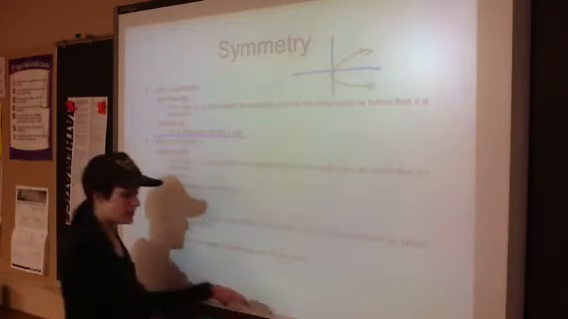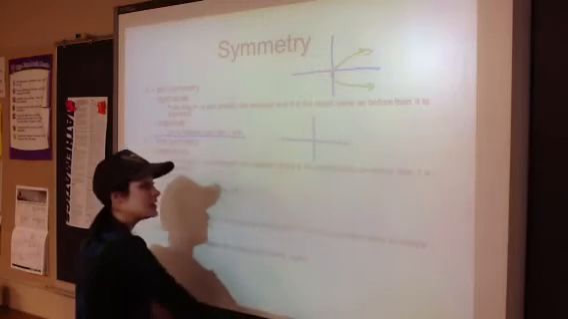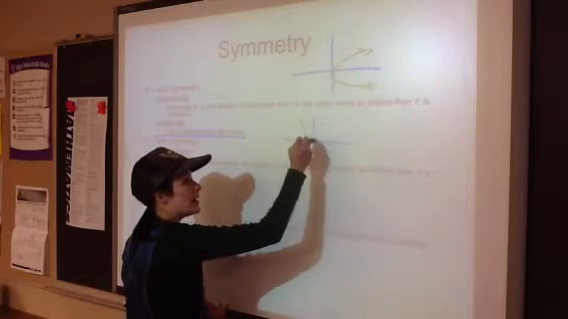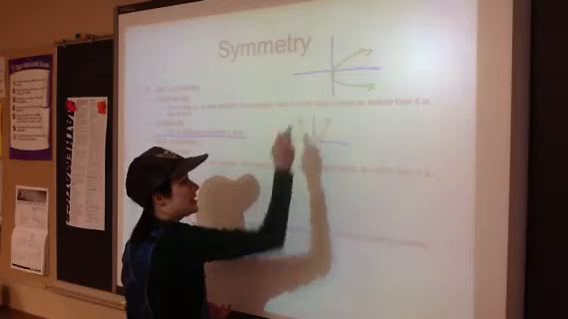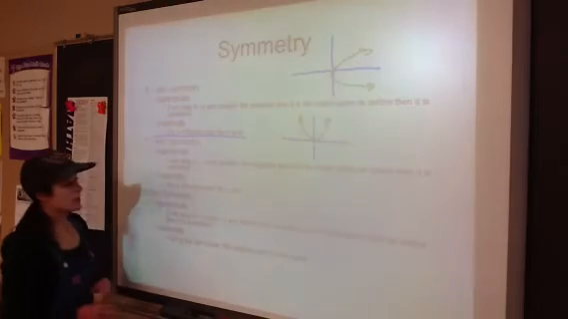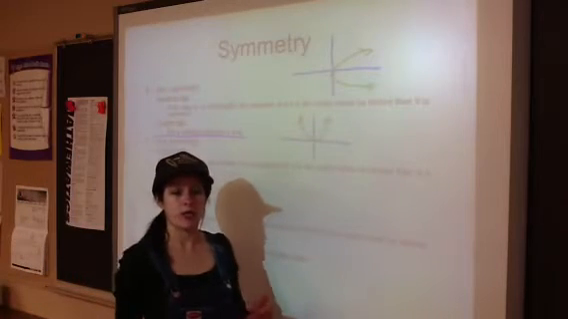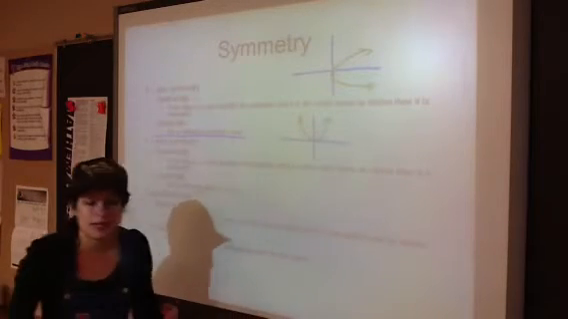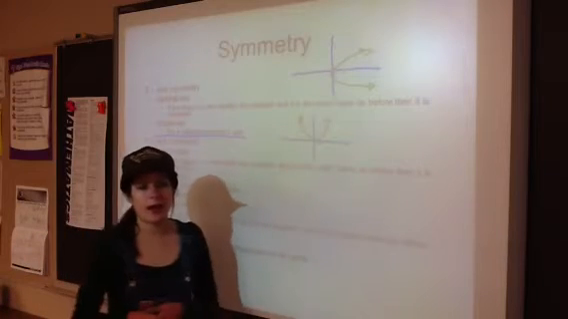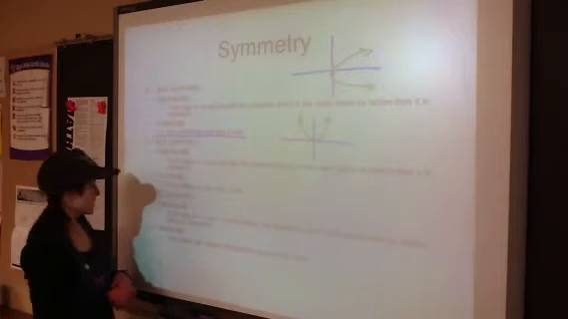For y-axis symmetry, if we have a graph, it obviously is going to fold over the y-axis. So if you have an upward-shaped parabola, algebraically, you plug in negative x to find out y-axis symmetry, and you simplify and solve. If you get the same equation out that you started out with, then it is y-axis symmetric.